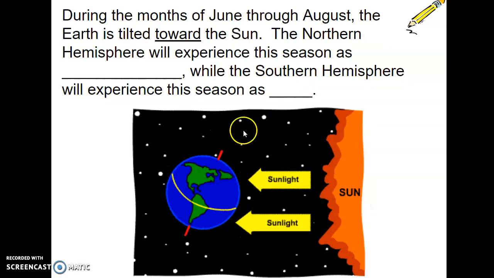Great. So let's try this one. During the months of June through August, the Earth is tilted towards the sun. The Northern Hemisphere will experience this season as blank, while the Southern Hemisphere will experience this season as blank. If you said the Northern Hemisphere will experience this season as summer, while the Southern Hemisphere will experience this season as winter, you are correct.